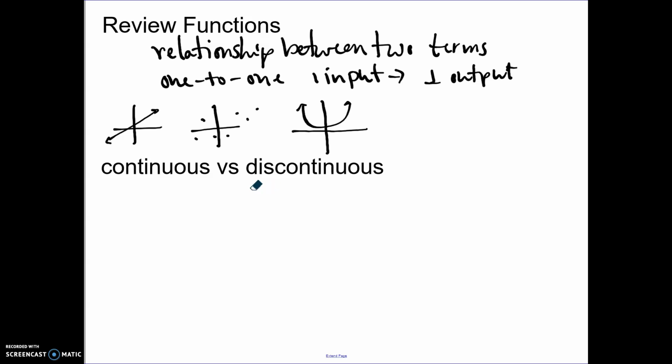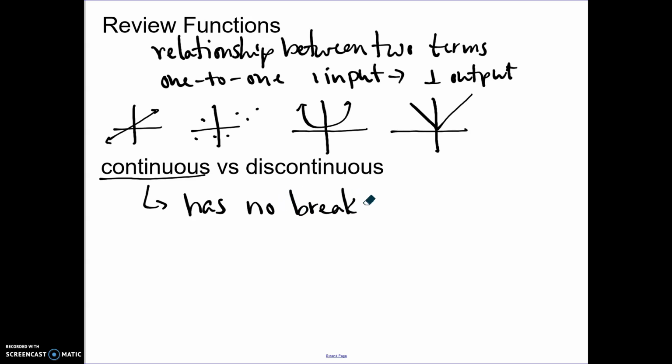We've used these words, and to some extent they're self-explanatory, but let's look at what it might mean. I'm going to draw one more here. This is actually the absolute value function that we're going to get to today. A continuous function has no breaks, for one thing. And the change is predictable. It stays the same.